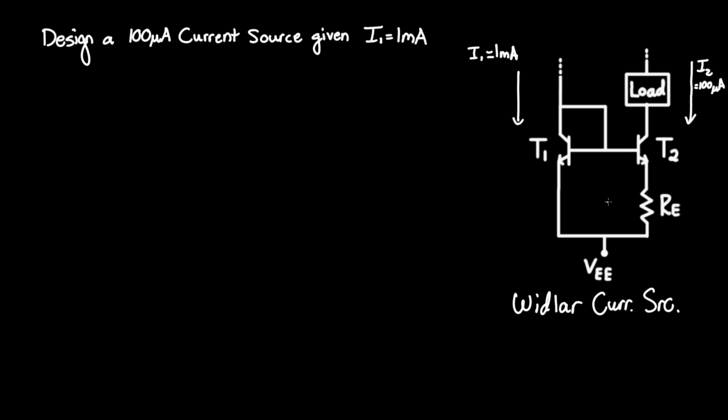One way we can find RE is by taking a KVL of this loop here. We need to see that there are two voltage drops across T1 and T2, and we'll call them VBE1 and VBE2. Since, as you know, this is the base and this is the emitter of T1, and this is the base and emitter of T2. So there has to be some sort of voltage drop across this BJT, otherwise it wouldn't work. So keeping all this in mind, let's make this equation.